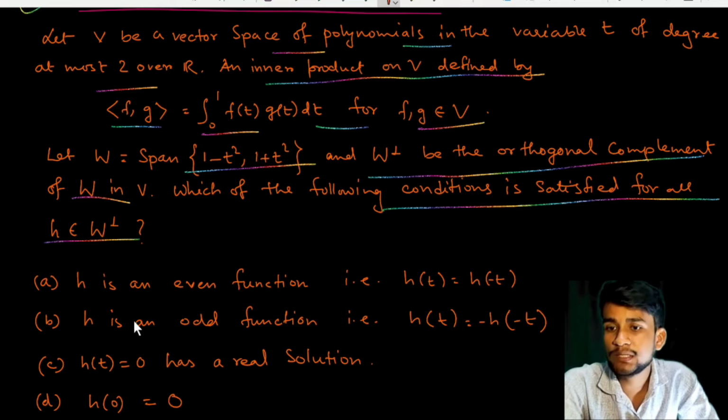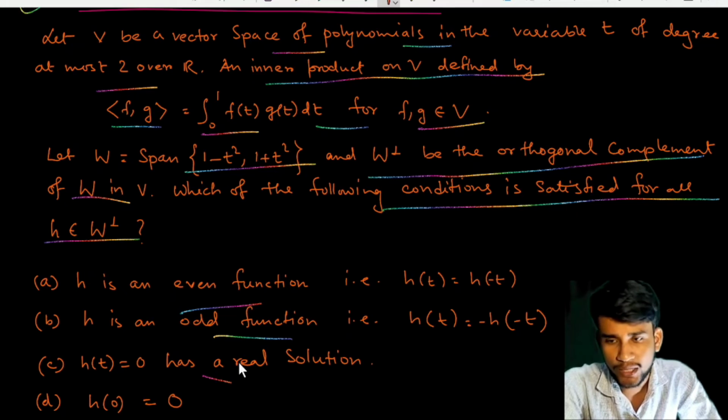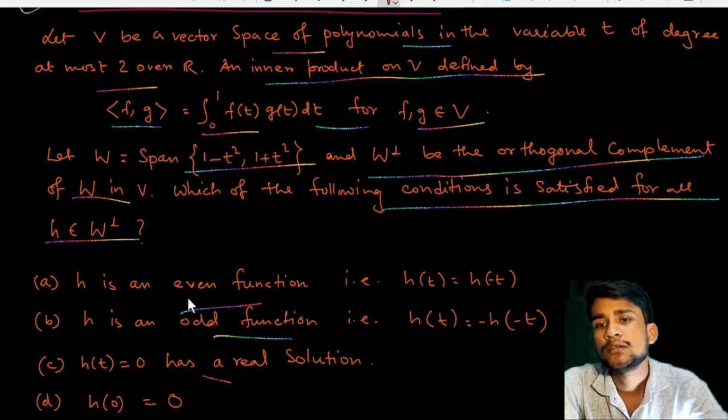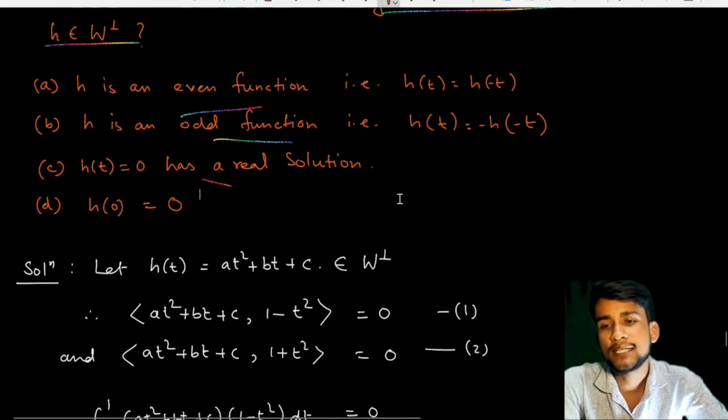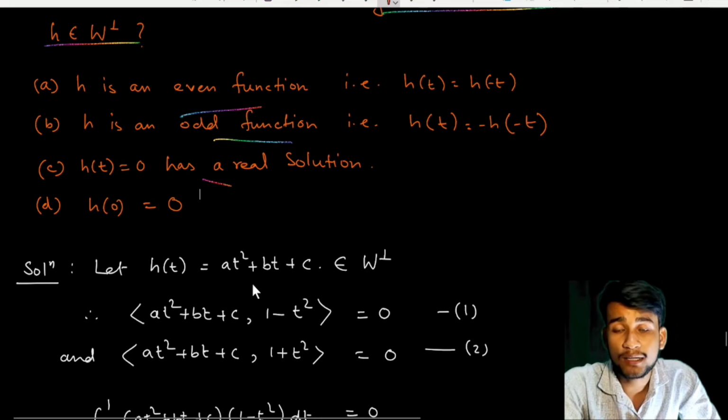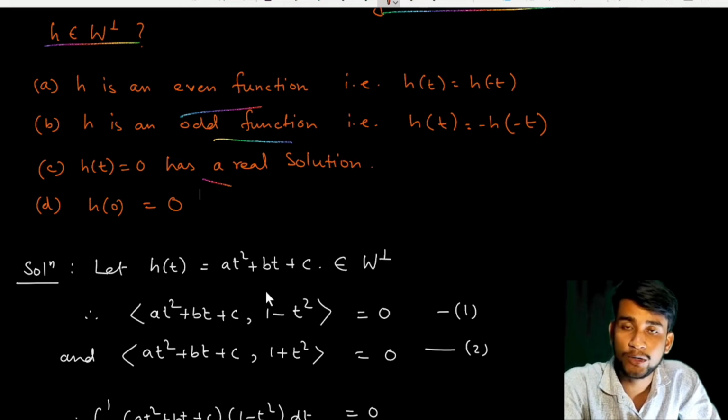h, and then we can say whether it is an even function, whether it is an odd function, whether it has a real root or not, and whether it is 0 or not. So we have to just try to find the function h. Since the functions or polynomials are of at most degree 2, we take a general polynomial of degree 2.